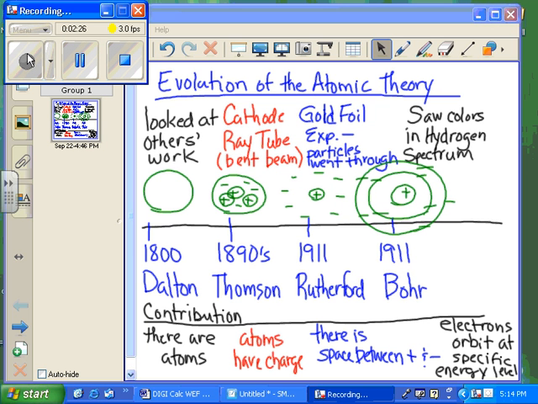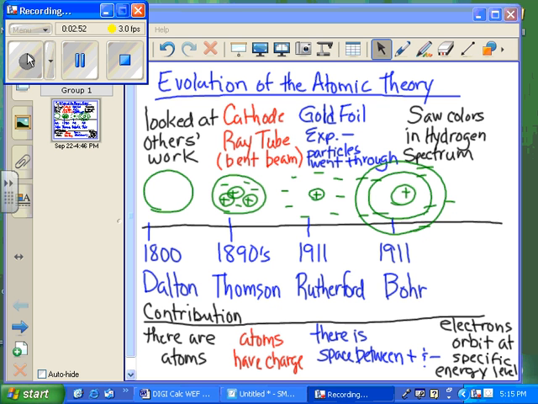Before I go into the current model, I just want to summarize the contribution that these guys had to our current model. They all made a large progression to what we know today. It doesn't mean they were wrong. They made very good advances. Dalton was the first one to say that there are things called atoms. He was the first one out of the gate to even mention the concept, so very hugely important.